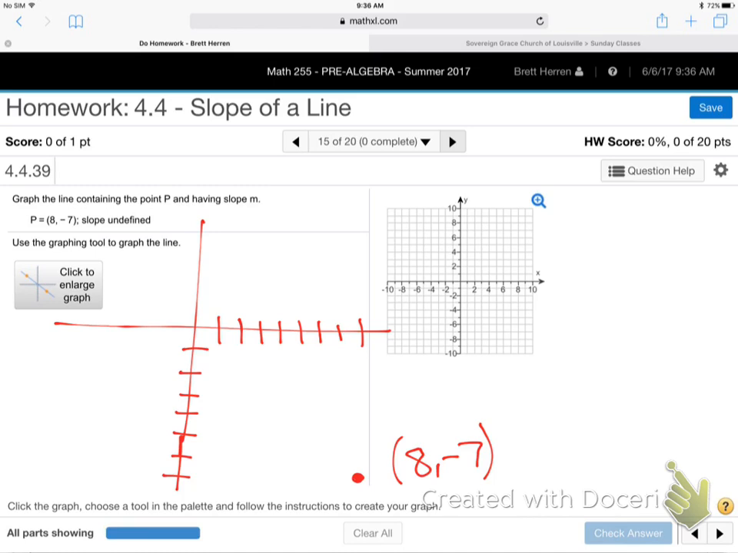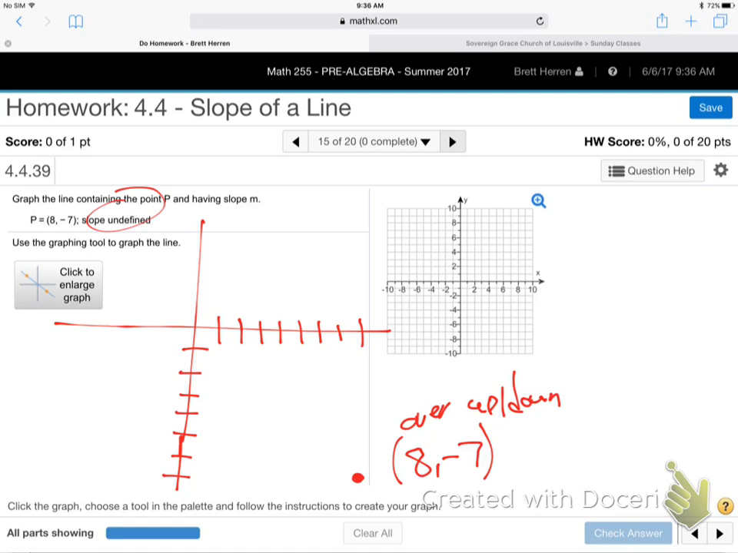So over 8, down 7. Right, so there's our point. First number's over, second number's up or down, for the 2 numbers with a comma. And now what kind of slope is undefined, what do we do with that?